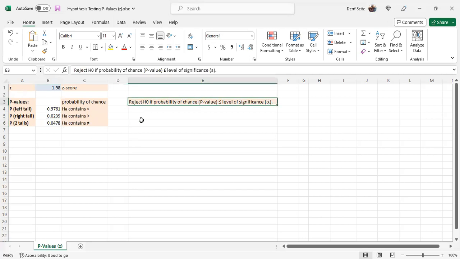In the actual hypothesis test, the null hypothesis is rejected if the probability of chance, which is the p-value, is less than or equal to the level of significance specified in the hypothesis test.